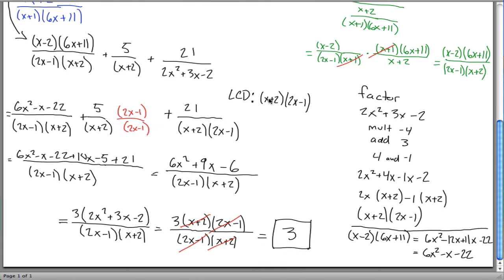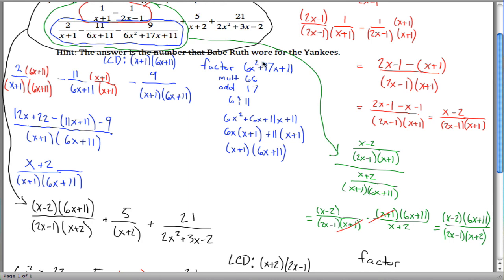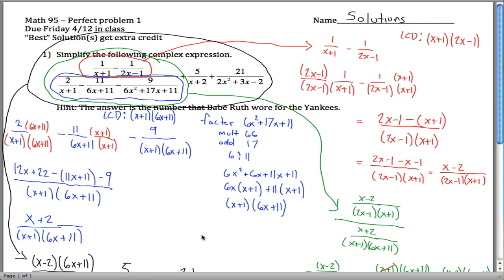And 3 is the number that Babe Ruth wore, although you can't even see that anymore. That is finally the end of this horrible problem that I made way too difficult. Sorry.